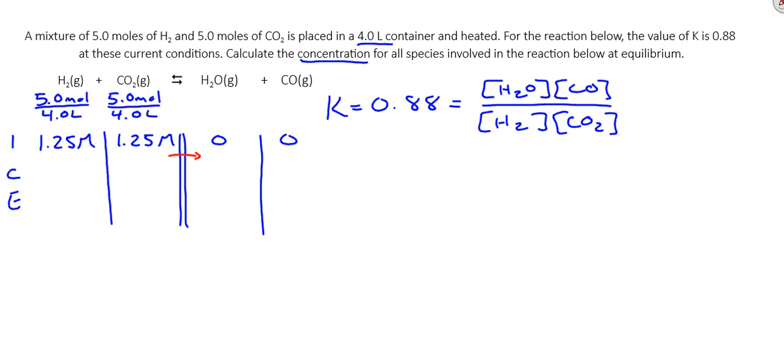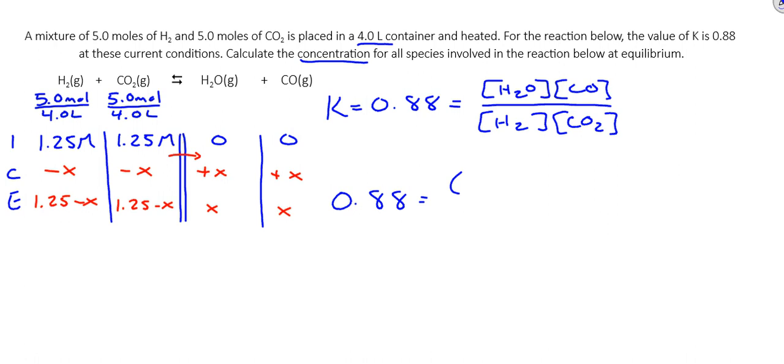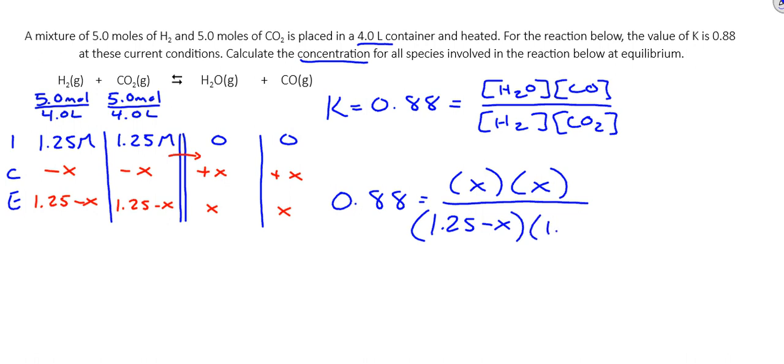Because these are zeros, the reaction is going to be driven to the right. So this is plus x, minus x. So I have 1.25 minus x. And those are my equilibrium expressions. So these can be plugged into my equilibrium expression to the right here. So K, which is 0.88, equals x times x over 1.25 minus x times 1.25 minus x.